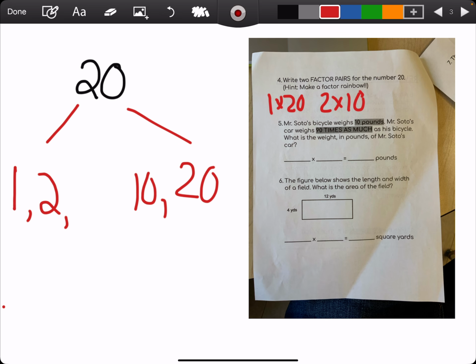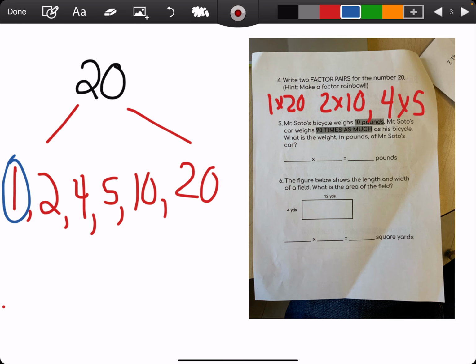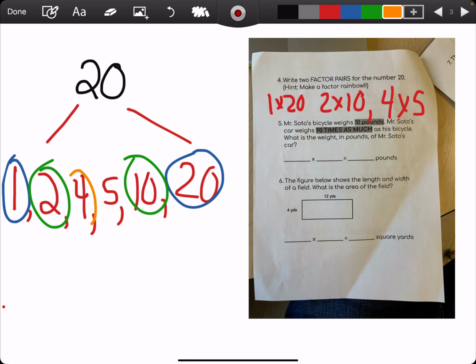But there is also another factor pair in here. I can't do 3 times anything to get 20, but 4 times 5. So it could be 4 times 5. That's 3 factor pairs. You only needed 2. Okay? So, in blue, 1 and 20 is a factor pair. In green, 2 and 10 is a factor pair. And in orange, 4 and 5 is a factor pair. Okay, that is number 4.